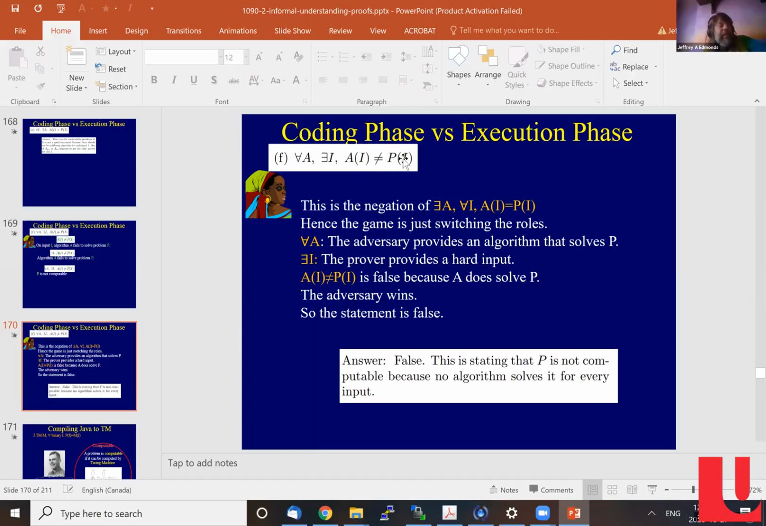Here, let's say P is a really hard problem like the halting problem. Could God give you an algorithm that says if the input is 0, here's the answer. If the input is 1, here's the answer. If the input's 2, here's the answer. If the input's 3, here's the answer. And it does it for some finite number of lines of code. Could God give you such an algorithm?